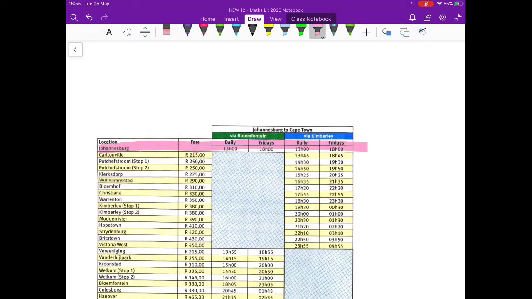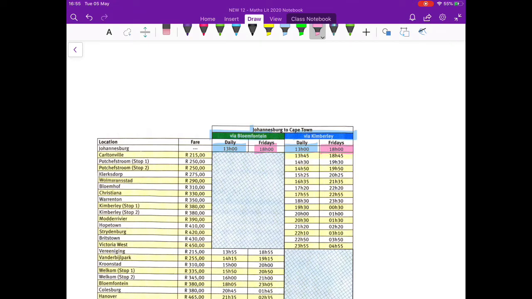Right, the other thing to have a look at, you can see over here, Johannesburg, there's no fare because the bus starts at Johannesburg and it goes from Johannesburg to Bloemfontein or to Kimberley. So it goes via Bloemfontein or via Kimberley. And you will see daily, every day, there's a bus that leaves at 1300 hours, 1 o'clock, and then there's an overnight bus leaving from Johannesburg at 6 p.m., 1800 hours.